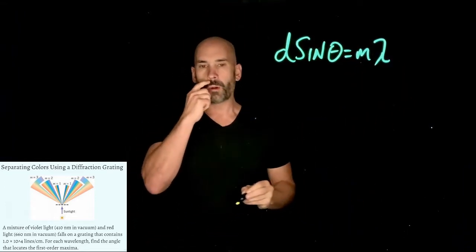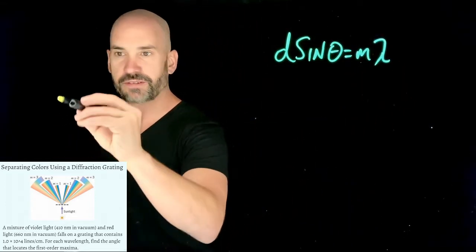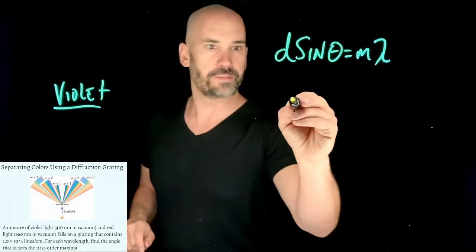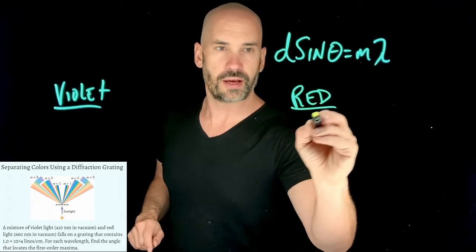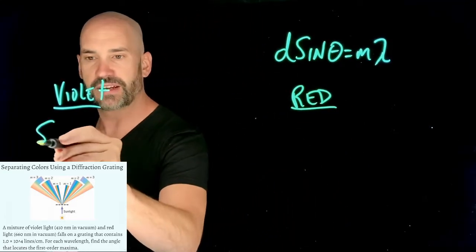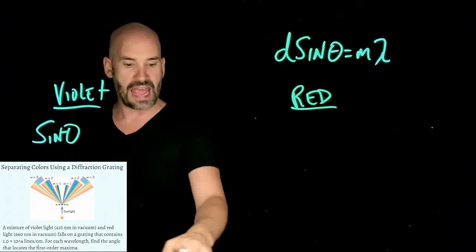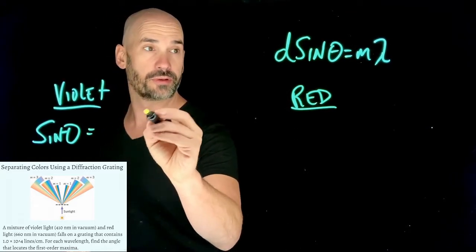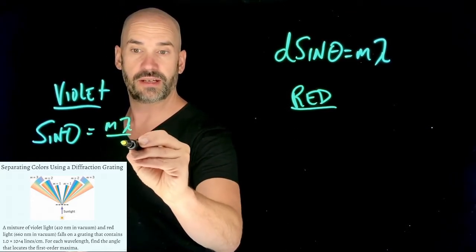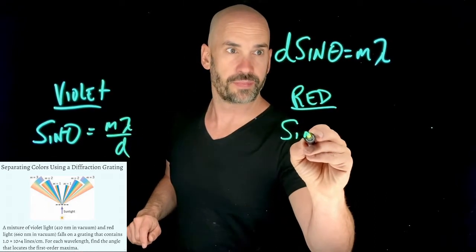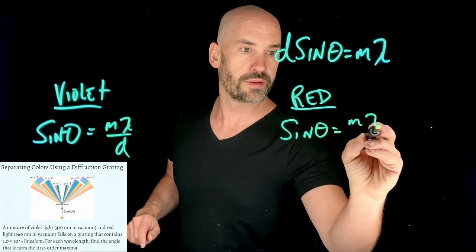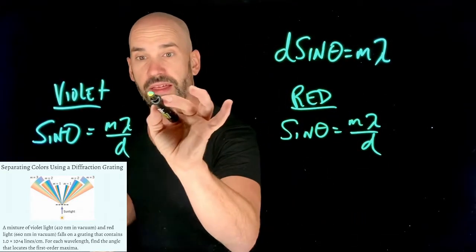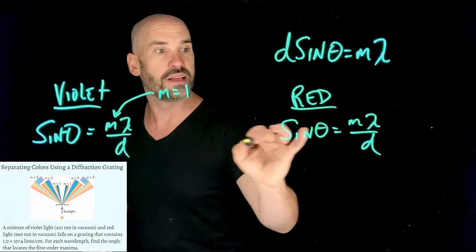Okay, so we have two situations here. We have this violet light, and we have this red light. We want to solve for theta, the angle that locates the first order maxima for each of these. So this will be sine theta equals m lambda over d, and this will be another sine theta equals m lambda over d. Now, if it's the first order maxima, remember, m equals 1, and that's true for both of these.